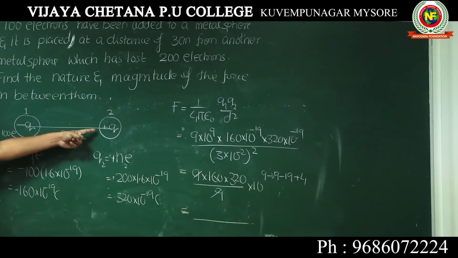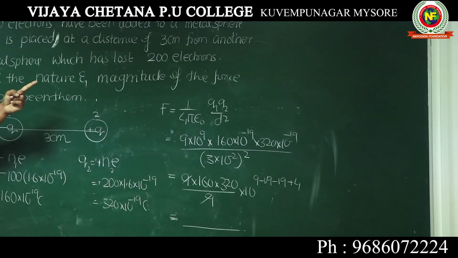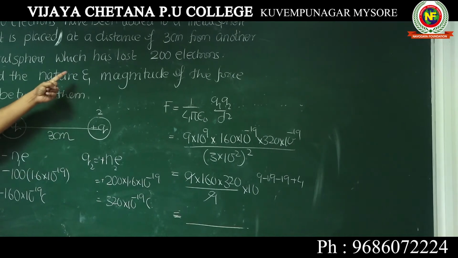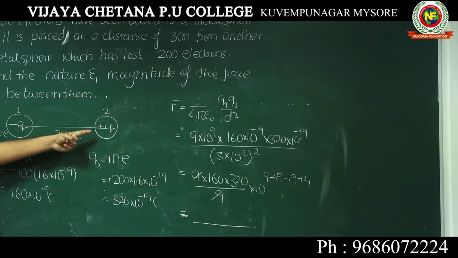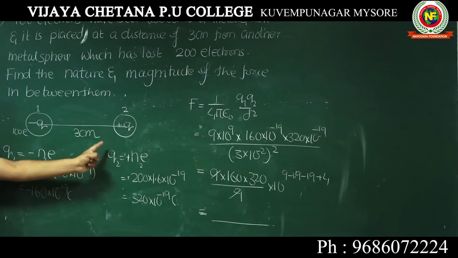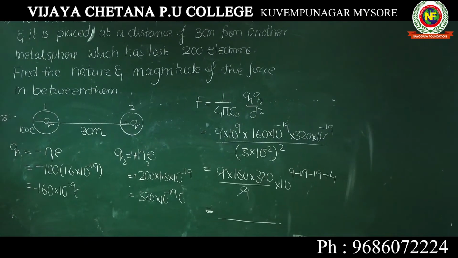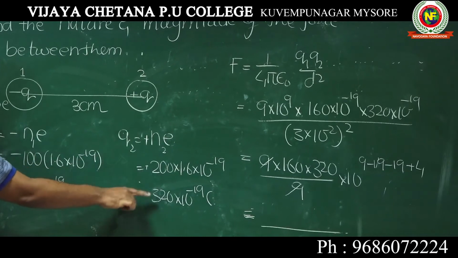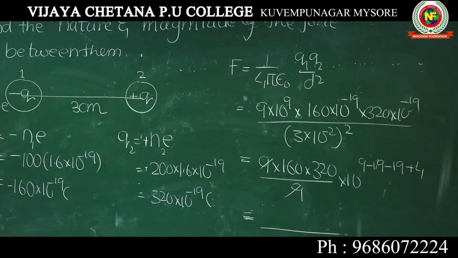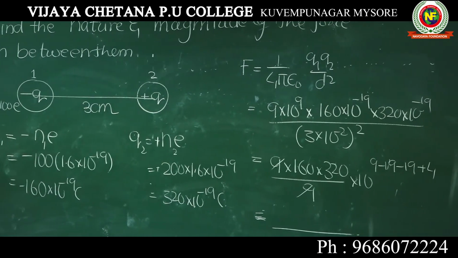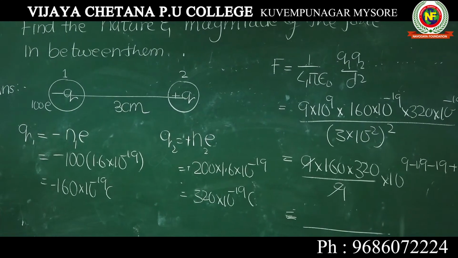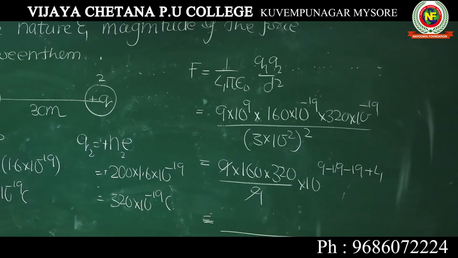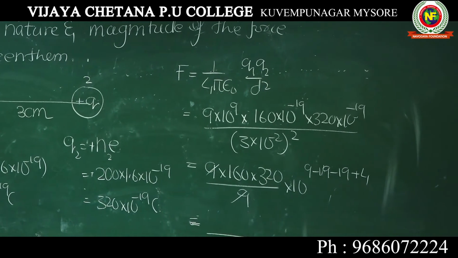Now, if you consider the second sphere, for the second metal sphere, they have removed 200 electrons. When you remove, it has lost 200 electrons. When you remove, positive charge comes. So Q2 is equal to N2E. N2 is 200, E is known, therefore it is 320 into 10 to the power of minus 19 coulomb. Now I got the values of Q1 and Q2. Now come to the force. Force formula I know. In the present problem, since they have not mentioned any medium, you can assume that it is either air or vacuum.